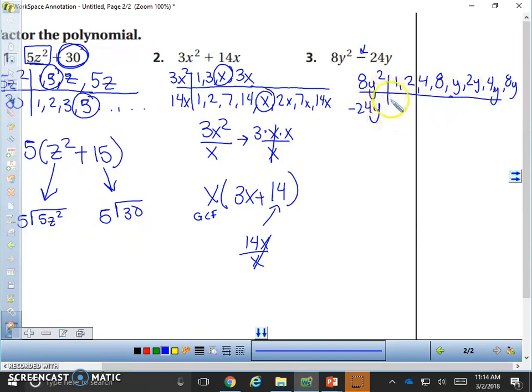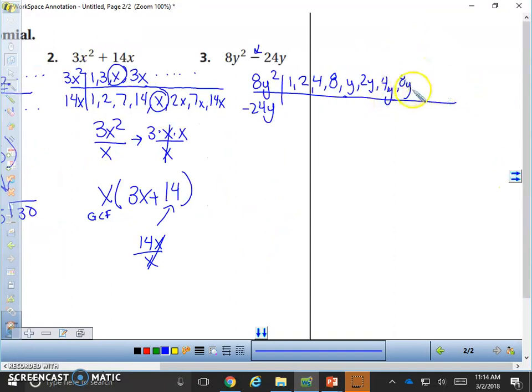24. Oh, we have to have y squared in there too, don't we? We have to double all these with y squared. Sorry. Add in y squareds. Okay, duh, sorry. 1y squared, 2y squared, 4y squared, 8y squared.